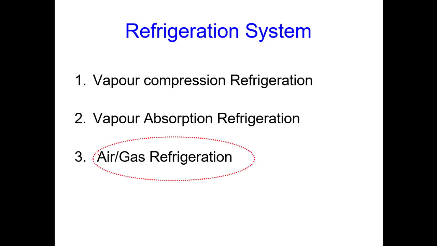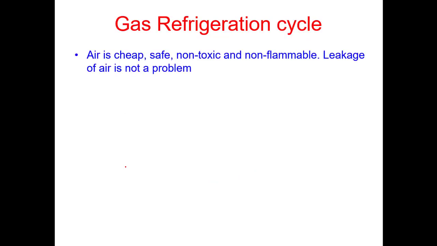Now the last one is the air or gas refrigeration system. Let's discuss the gas refrigeration system. In gas refrigeration system, as you know, the working fluid is air, which is cheap, safe, non-toxic and non-flammable, right? Leakage of air is not a problem because it's not a pollutant or a hazard to human beings. Moreover, the gas refrigeration system is basically applied for the aircraft cooling system. So that means the cold air can directly be used for the cooling purpose.